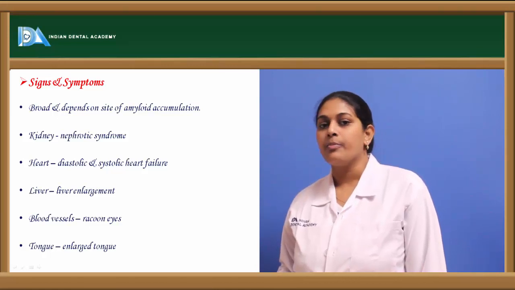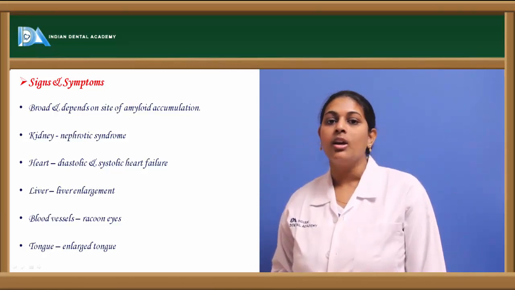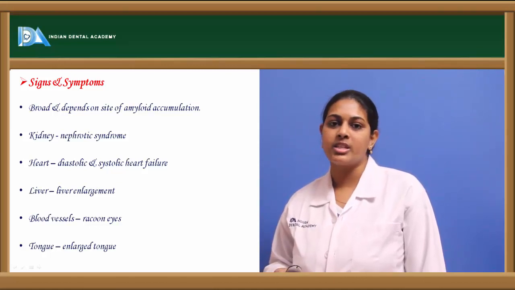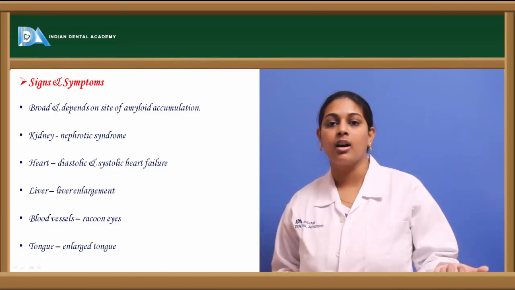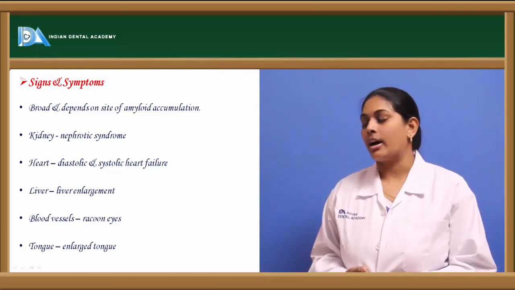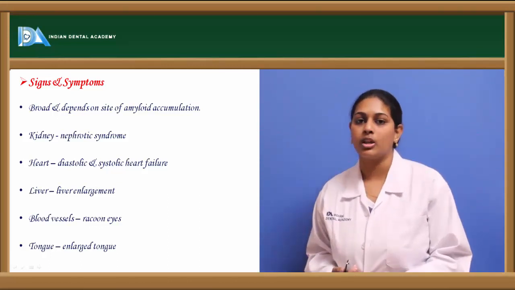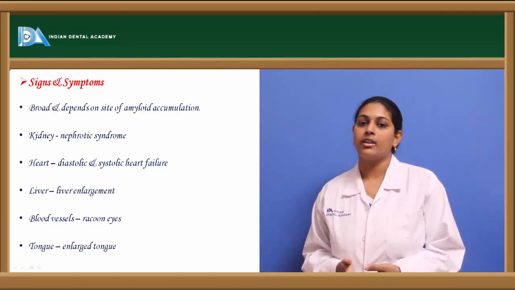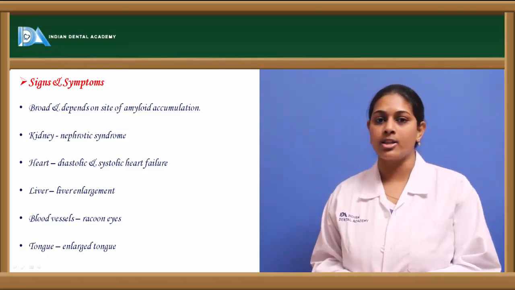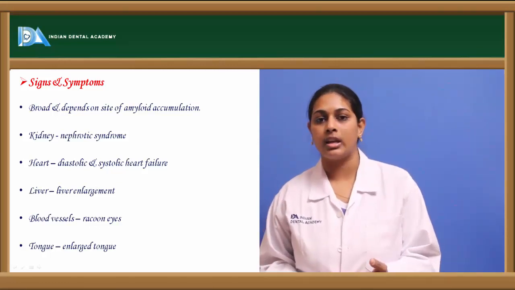In the blood vessels, usually there is a rupture of the blood vessels, and there is bleeding into the vicinity of these areas, which results in raccoon eyes. That is the dark pigmentation around the eyes, which is known as raccoon eyes. Coming to the tongue, which is the most important feature in dentistry, an enlarged tongue can be seen. That is an abnormal increase in the size of the tongue, a condition because of amyloidosis seen in dentistry.